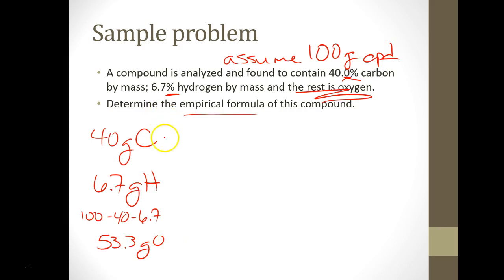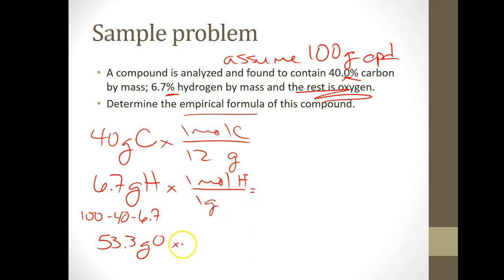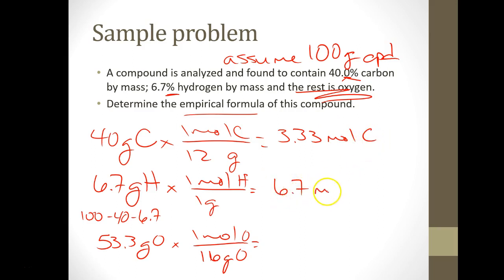Okay? So first thing you're going to do in an empirical formula is you always change from grams into moles, recognizing that no element in an empirical formula is ever diatomic. That means oxygen is O and hydrogen is H, and you're not doubling up the masses here. Divide this out and you get 3.33 moles of carbon, 6.7 moles of hydrogen, and 3.33 moles of oxygen.